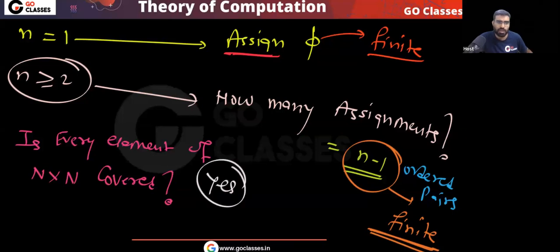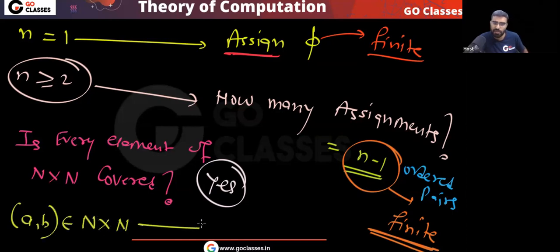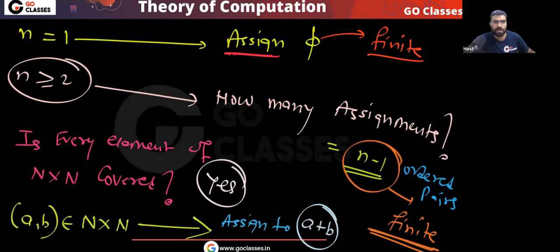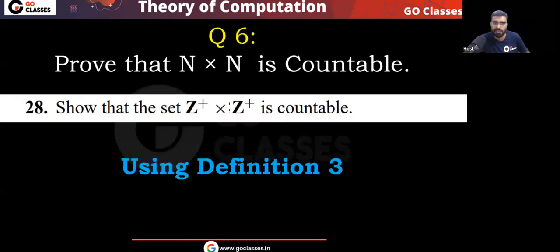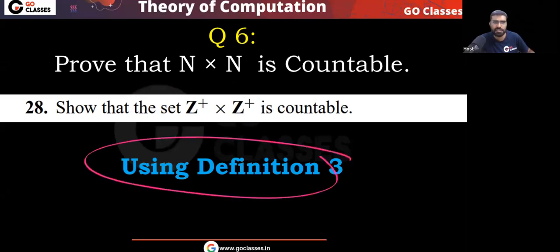Whatever element you take, if I give you this element of N cross N, to whom did you assign it? Assign to a plus b. Very good, so this is your proof. How easy it is! So this is the question: prove that Z plus cross Z plus is countable, using definition 3. This is so easy.